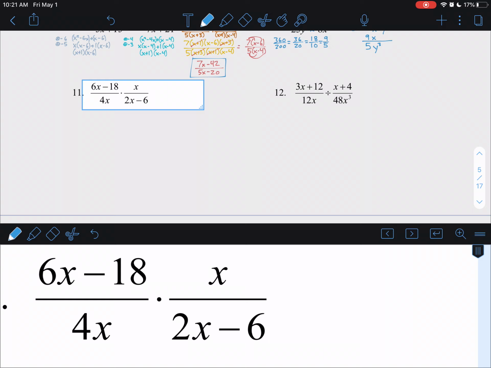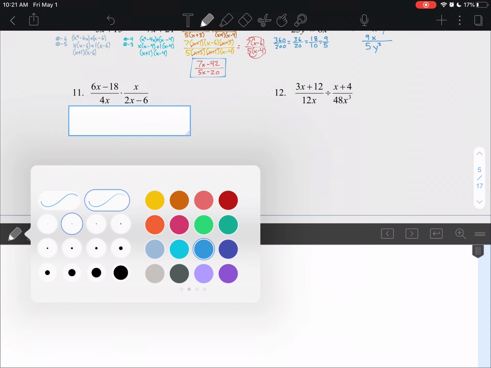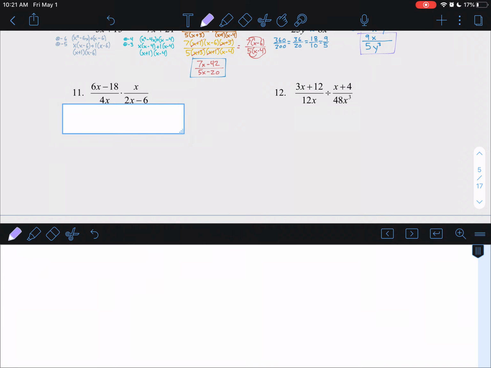This one is pretty simple, pretty easy, because I don't have any quadratics I'm working with. I just have 2 different binomials, and I can factor them both. So let's see, 6x minus 18. I'll use a different color. I didn't circle my answer, or box my answer, I need to do that. Okay, and I'll use this nice lavender color. So 6x minus 18.